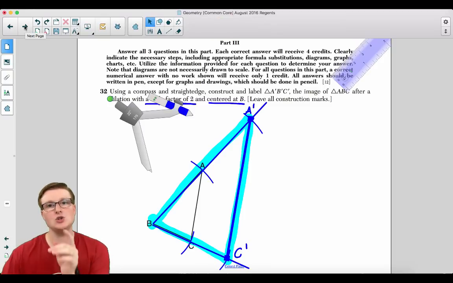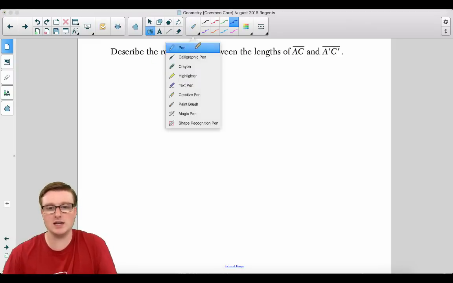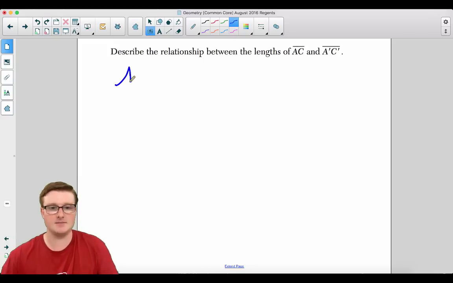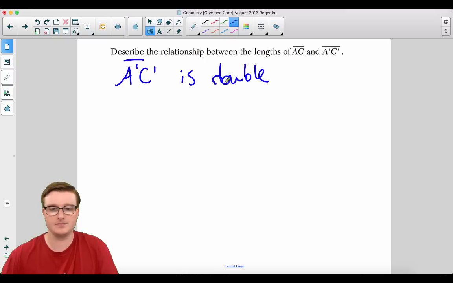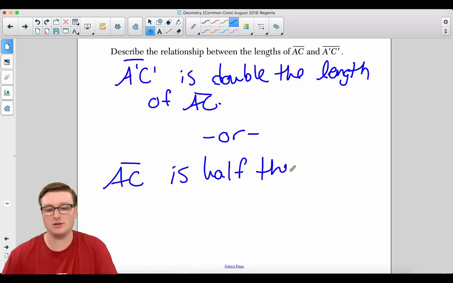Now, before I go to the hands-on construction, it says describe the relationship between the lengths of AC and A prime, C prime. Well, A prime, C prime is the image. So we are going to say that A prime, C prime is double the length of AC. That's one acceptable answer, or you could say that AC is half the length of A prime, C prime.